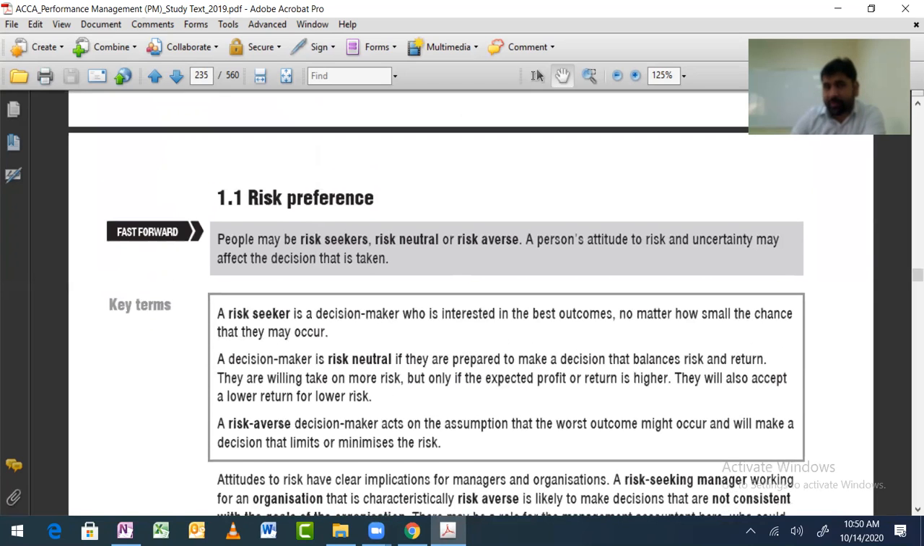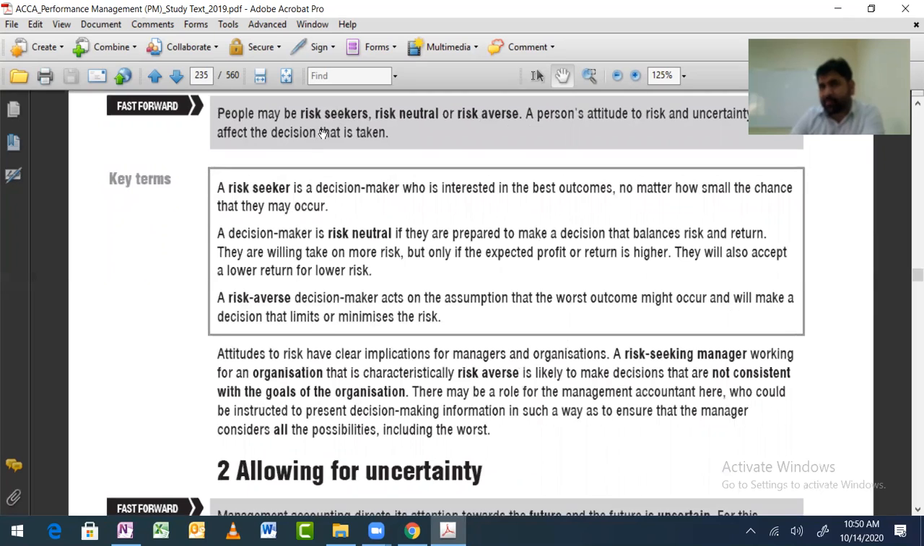Now, risk preference. There can be three types of people. They can be risk seekers who want risk. There are risk neutral people, normal people. Risk neutral means if you are giving me more risk, then give me more benefit also, right? The chances of making higher profit should be there. So that is the risk and return stuff. And then risk averse means somebody who is afraid, who doesn't want to take risk.